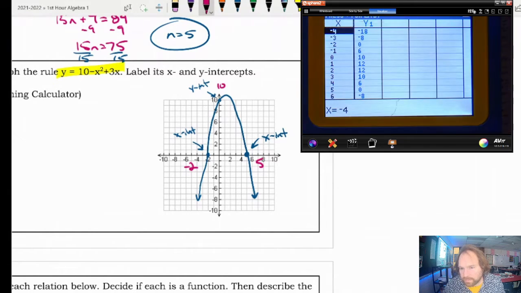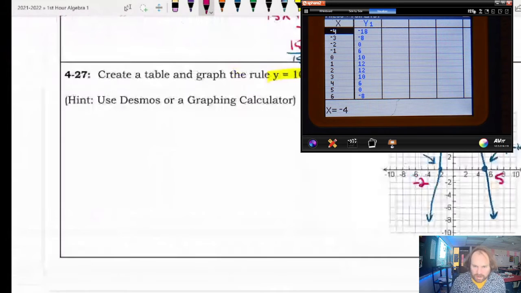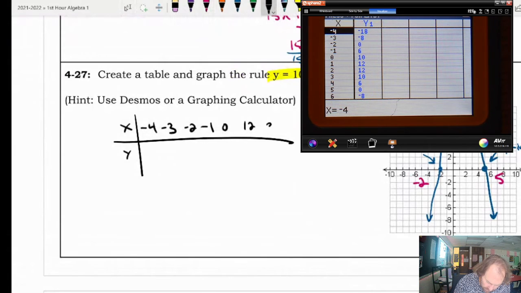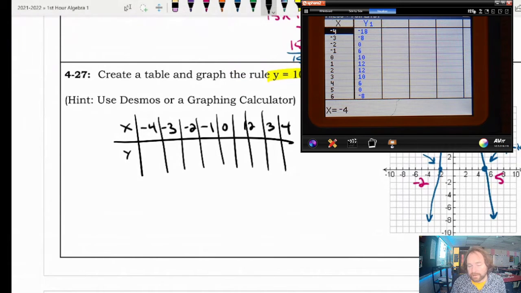Now, if I'm looking at this correctly, we probably care about negative 4. Let's do an xy table like this. I'm going to take my x from negative 4, negative 3, negative 2, negative 1, 0, 1, 2, 3, and 4. That's probably all you need to do for this particular situation. And the calculator is just going to tell you the answer, so you don't need to do anything. Negative 18, negative 8, 0. We already knew that one.